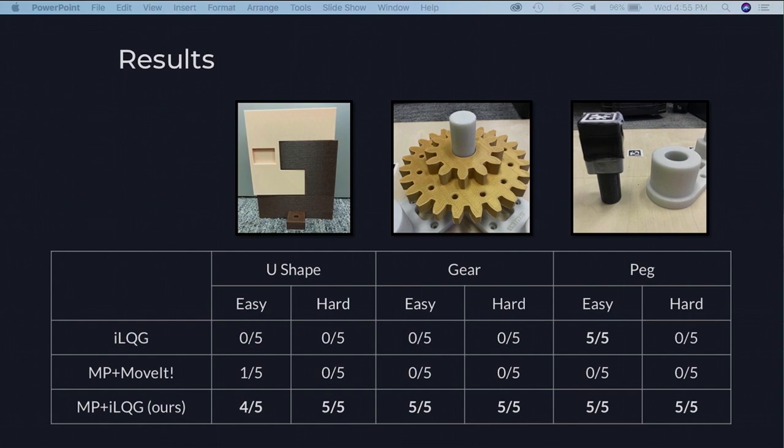There's also an easy version of the task, which is more straightforward. For example, the peg being initially placed directly above the hole in which it is to be inserted. And we can see that in all of these cases, our method is able to solve the task successfully, and the other methods struggle, except that pure LQG is able to solve the easy version of the peg insertion task.